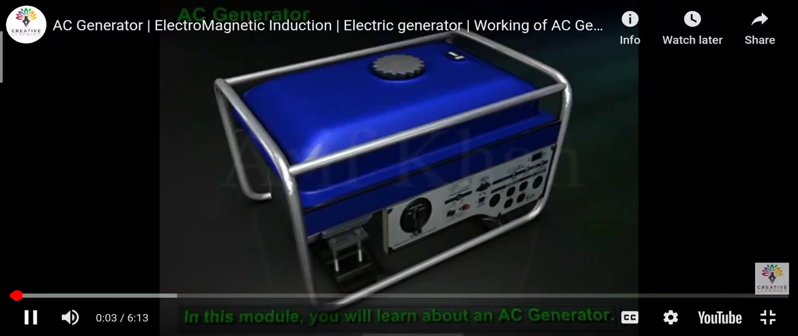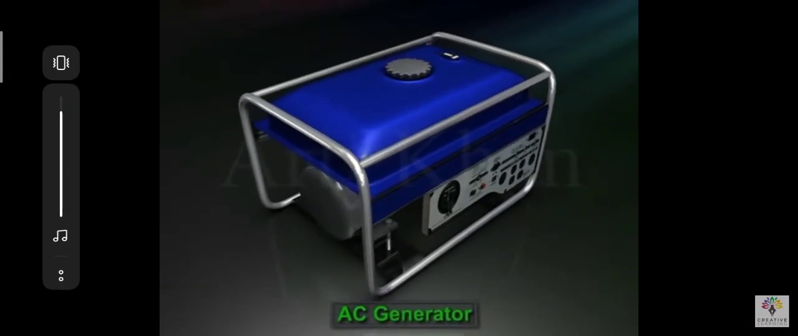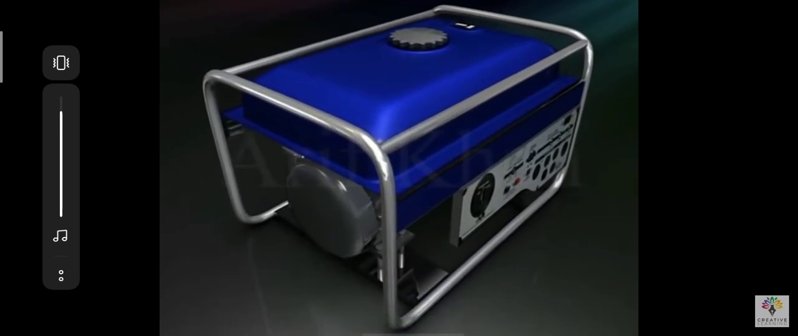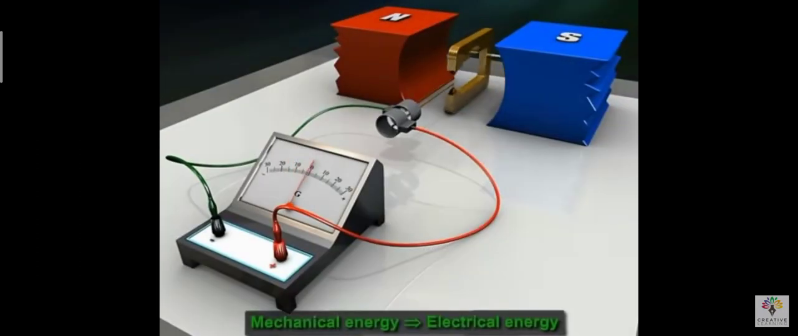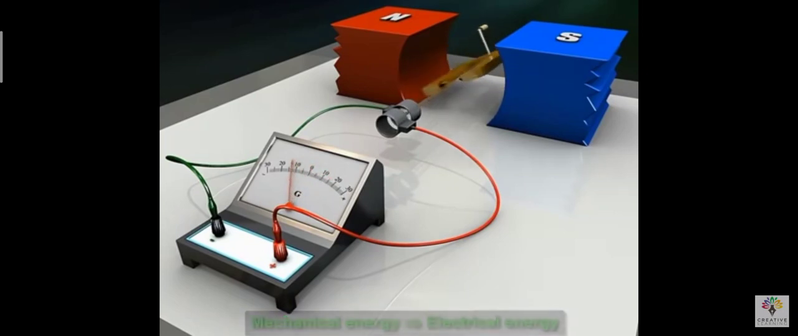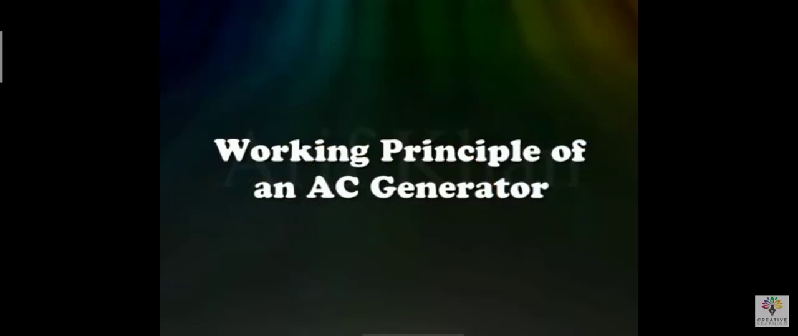You will learn about an AC generator. An AC generator is an electric generator that converts mechanical energy to electrical energy in the form of an alternating EMF or alternating current. Working principle of an AC generator.